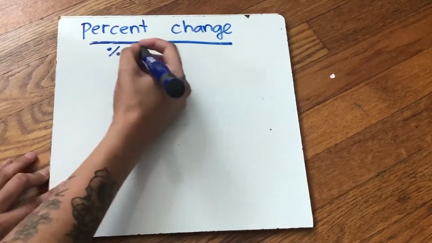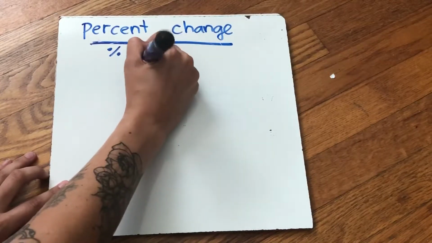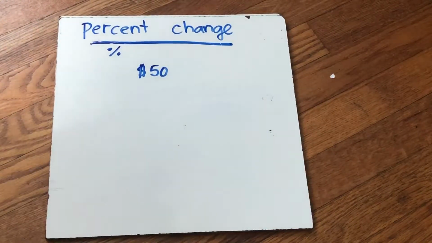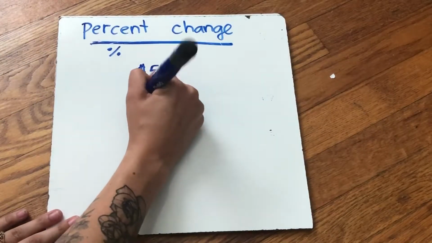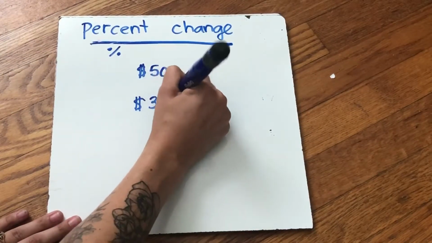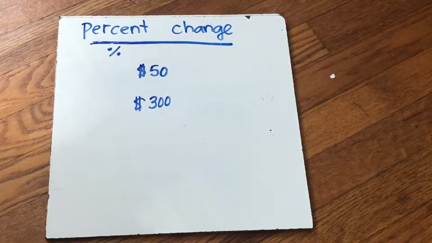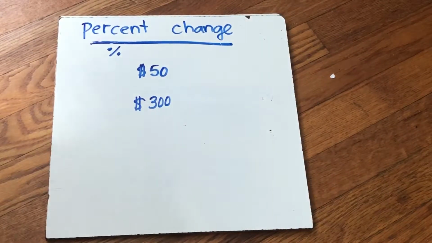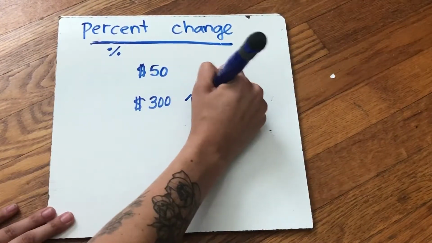Let's say in Miss Schmidt's bank account, she had started with $50. But I want my bank account to go up. I want to have more money. So I really worked hard this summer and I saved money. I tried not to spend as much. And by the end of the summer, I had $300 in my bank account. I can use percent change to figure out what percentage did my bank account grow or increase.